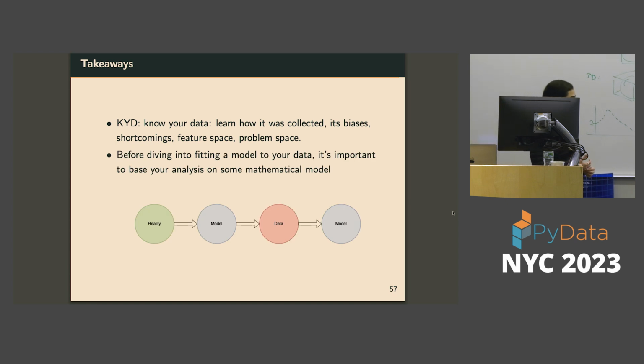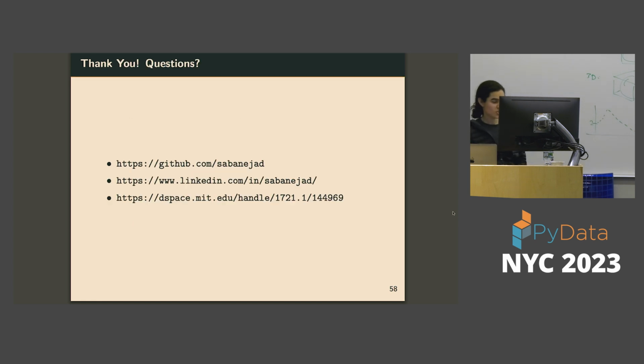And so secondly, I'm almost done. Secondly, it is important to have some model grounded in the real world and guided by first principles, and then jump into the data and try to fit a model to your data. And so that's that diagram. You start from reality. You have some understanding of the mathematical framework that you want to apply, and that guides both your analysis, but then also how you clean up your data and how you construct your data. So with that, if you want to learn more, that's my thesis.